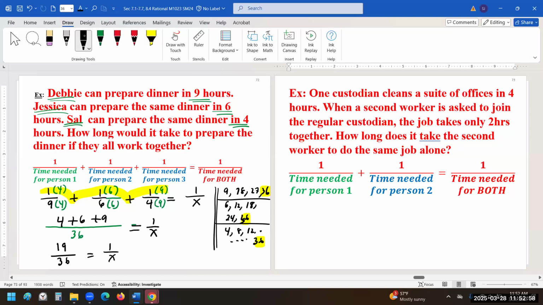We have only one problem now. X is on the denominator. We don't want that. So we flip, but math is fair. If you flip one side of the equal sign, you must flip the other side of the equal sign. And that's how we get x equals 36 over 19.